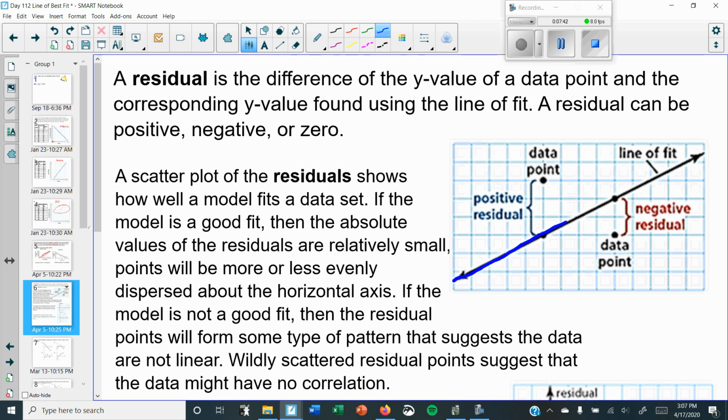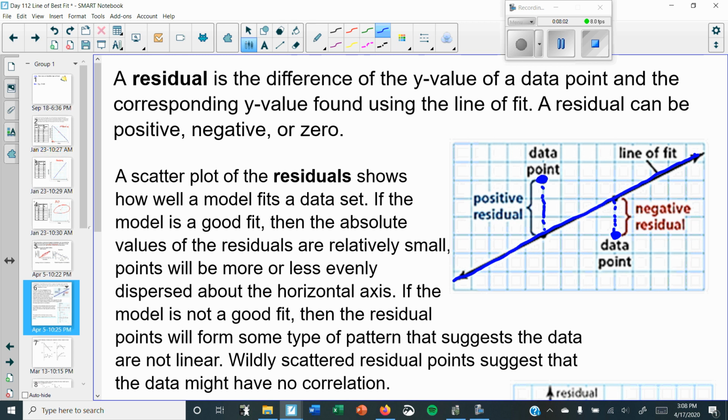Here's your best fit line that I just showed you how to draw. Do you remember looking and seeing that some dots were above it, some dots were below it? So here's what we say. The residual is how far away that dot is from that line. Just like here, how far away is that dot from that line?